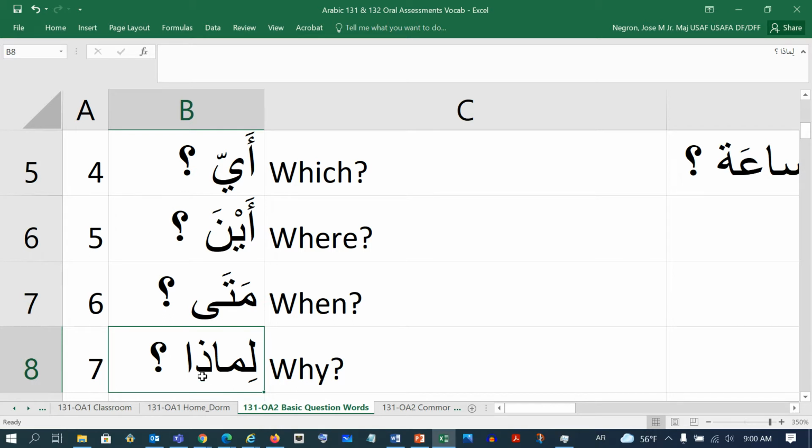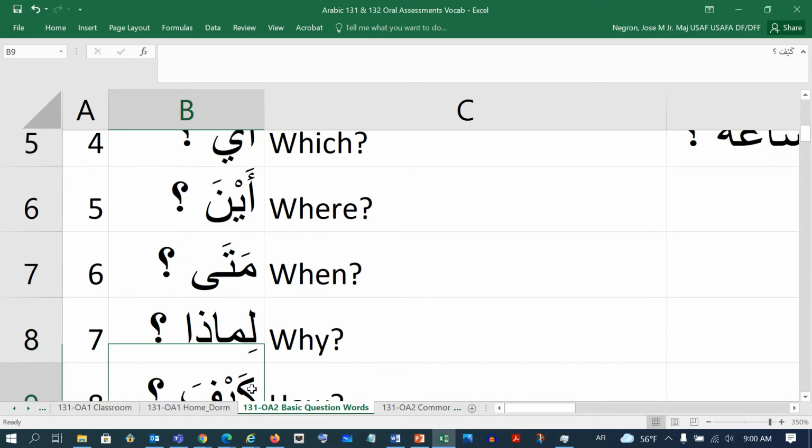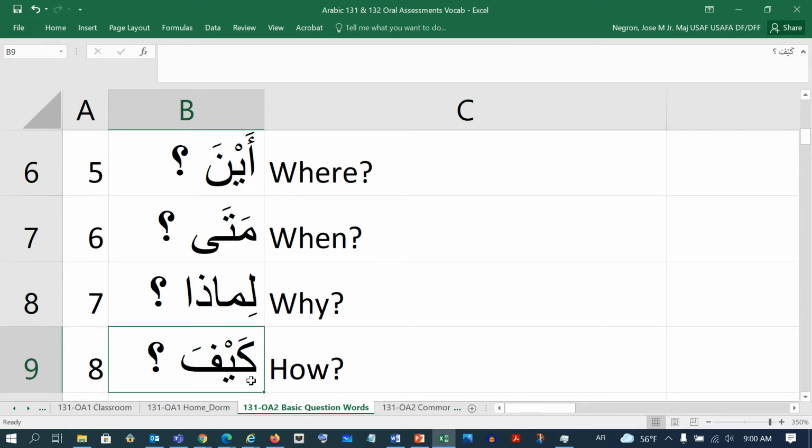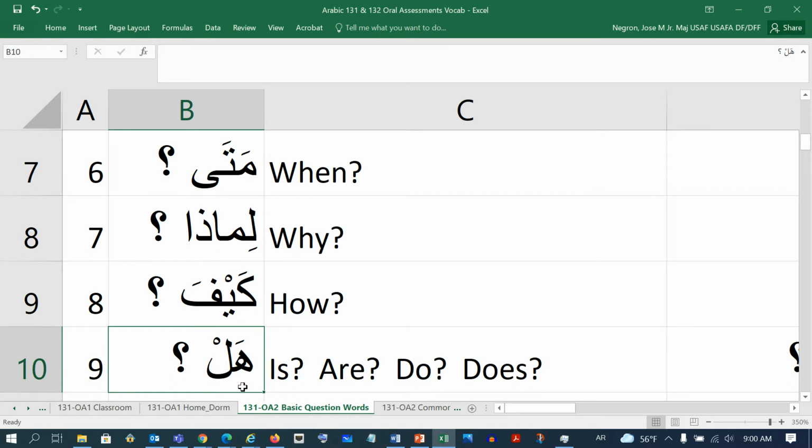Now, when you add a preposition li in front of the maza, I know you've seen maza before. It means what, right? It's the question word we use in front of verbs. But when you add the li preposition in front of it as a prefix, it creates the question word why. Limaza, why? Our next word is kayfa. Kayfa means how.